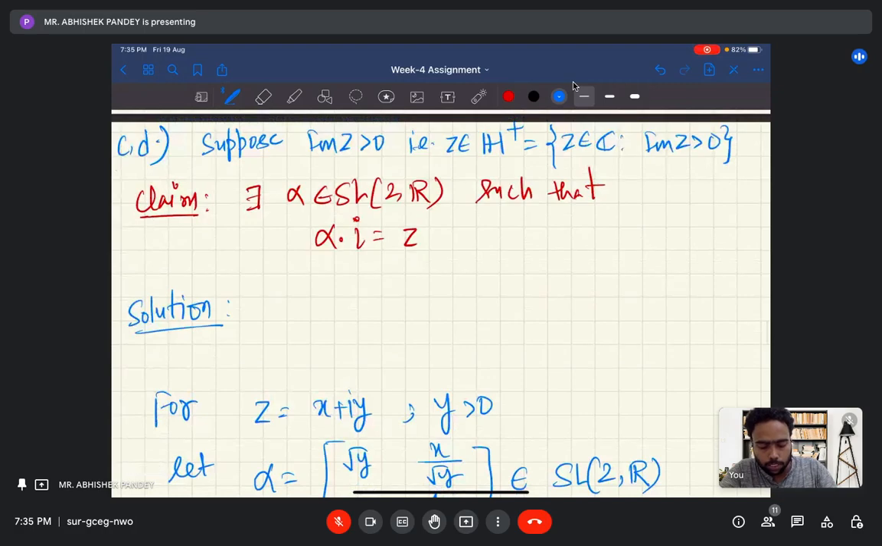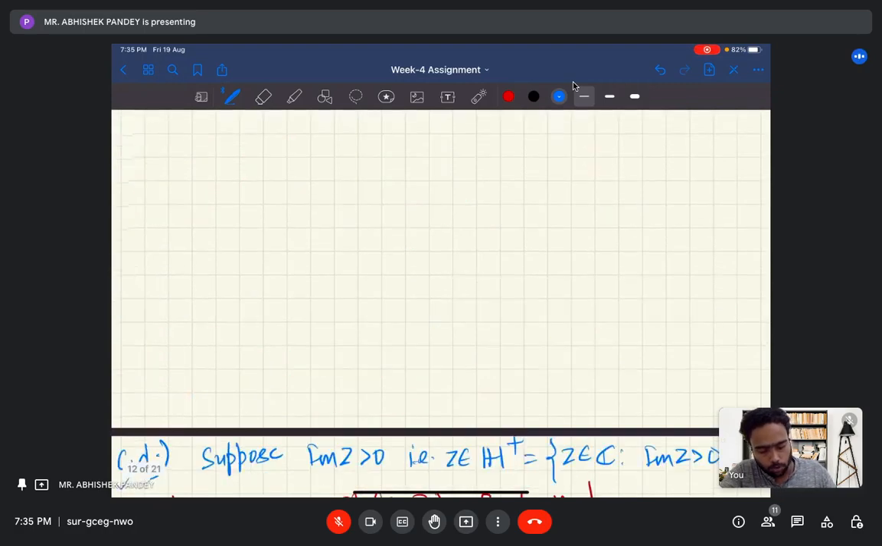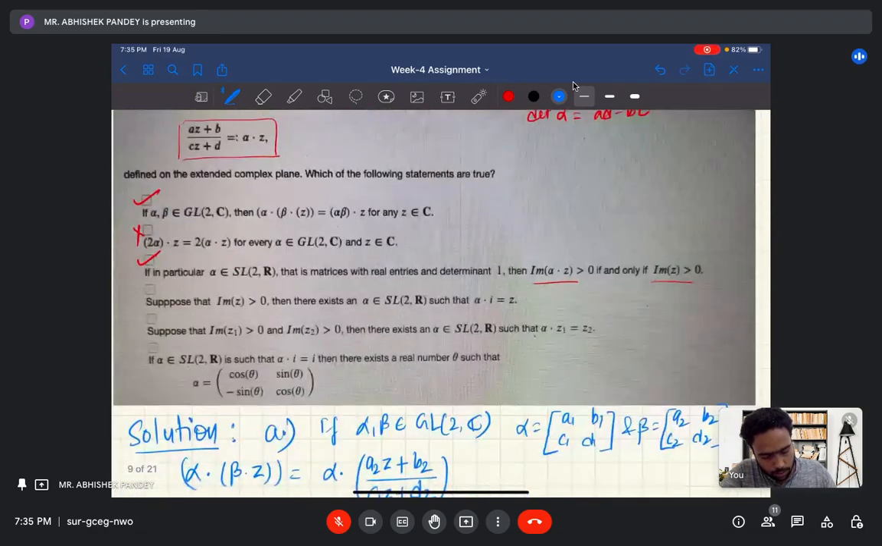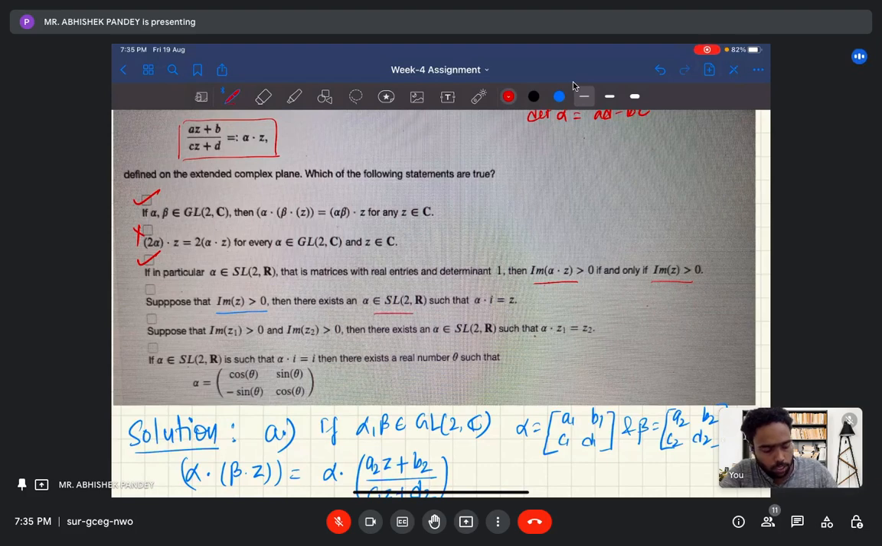Now let us look at the options C and D. Option C is: suppose that the imaginary part of z is greater than 0, then there exists an alpha belonging to SL2(R) such that alpha·i equals z. Now let us look at option D. This is saying you take any two points z1, z2 in the upper half plane, then there exists an alpha belonging to SL2(R) such that this holds.